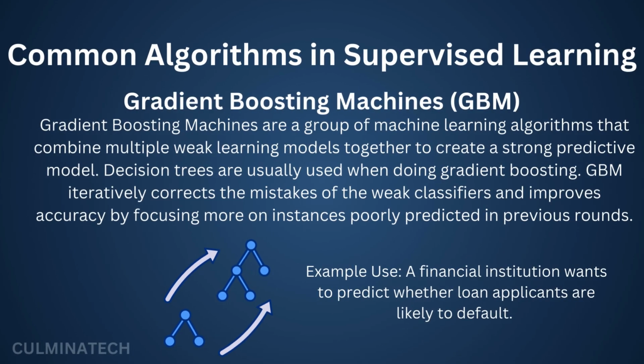Then we have gradient boosting machines, GBM. They are a group of machine learning algorithms that combine multiple weak learning models together to create a strong predictive model. Imagine a group project where, at each presentation, the team focuses on improving the weakest part of the project. That's how GBM works. It builds one model and then improves it step by step by focusing on the mistakes the previous model made.